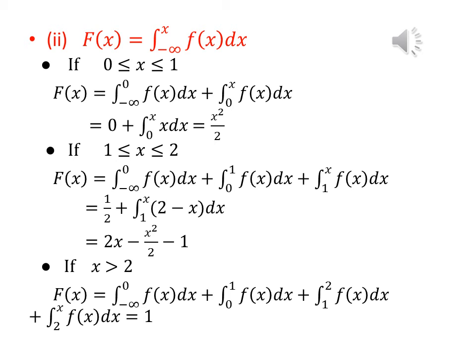From 0 to 1 equal half, which we get x squared over 2. From 1 to 2 equal 2x minus x squared minus 1. Greater than 2, from 2 to infinity, we have to substitute x by 2.